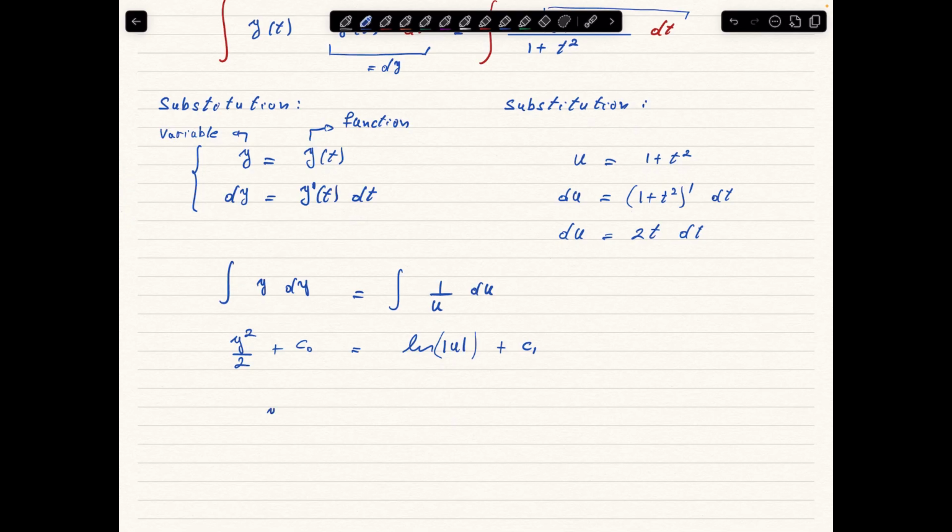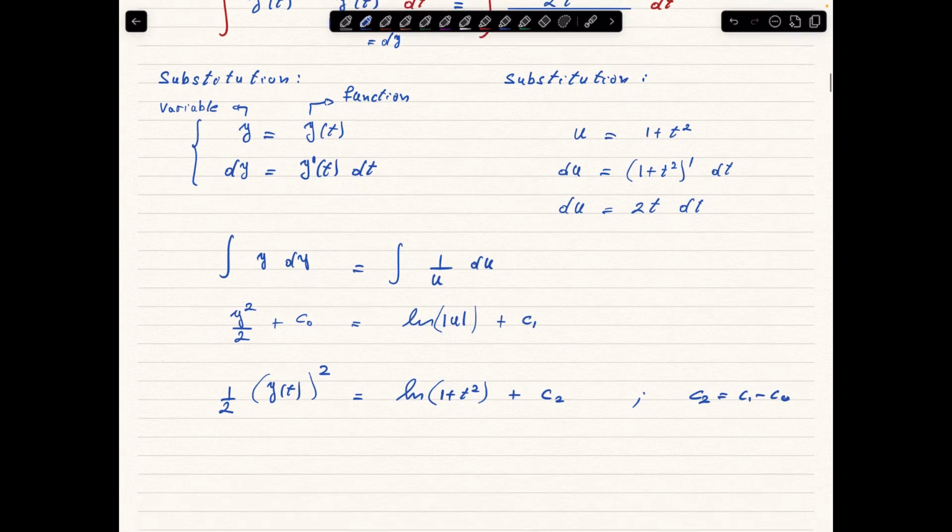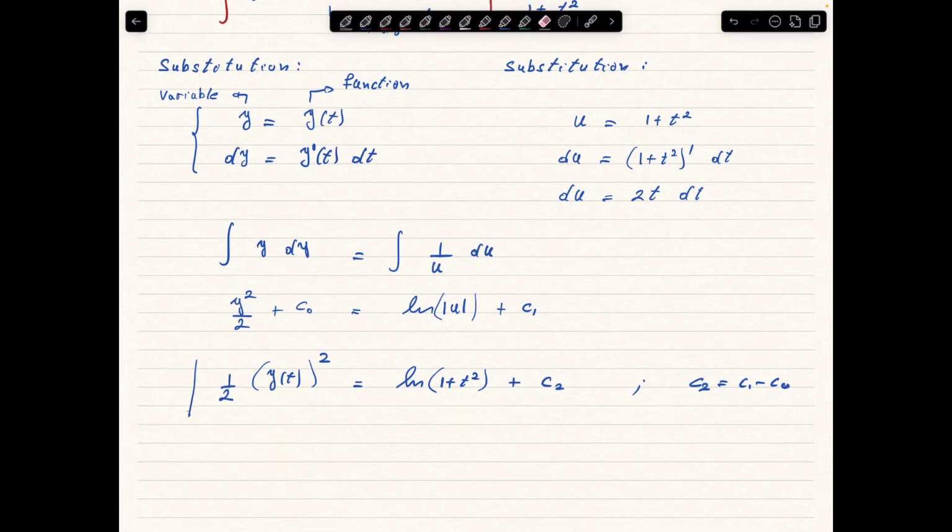So we end up with y of t squared divided by 2, so 1/2. The two constants I'm going to put together, and then here natural log of 1 plus t squared plus a constant c2, where c2 is nothing more than c1 minus c0. It doesn't matter, it's an arbitrary constant. And this is the solution of the differential equation written as an algebraic equation, because we have the square, the division by 2, and all that. So we call this type of solution an implicit solution, or implicit form.